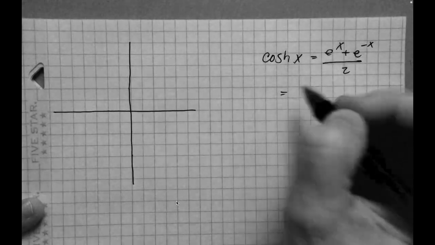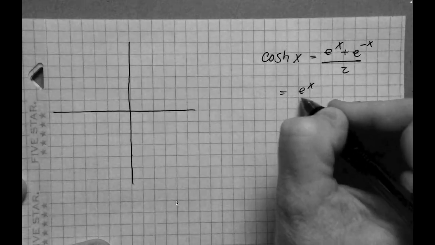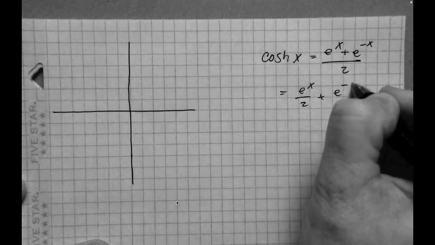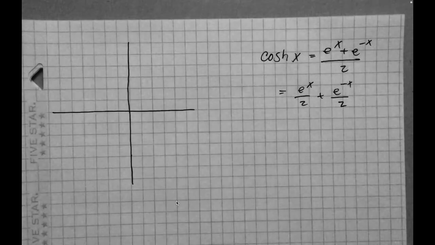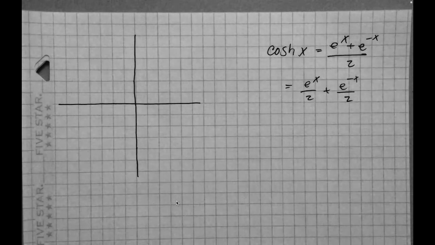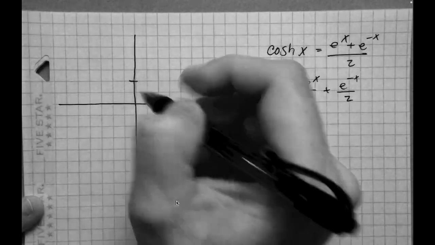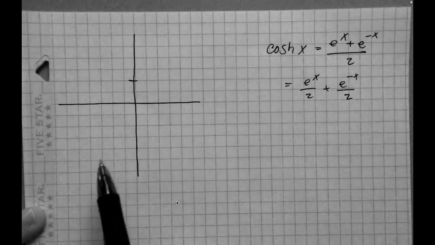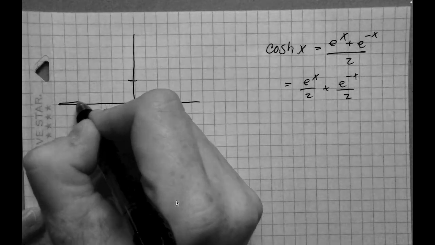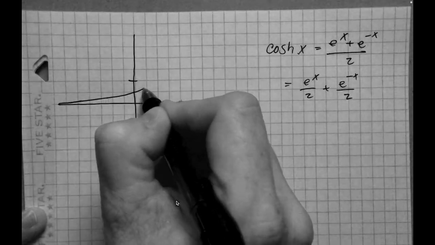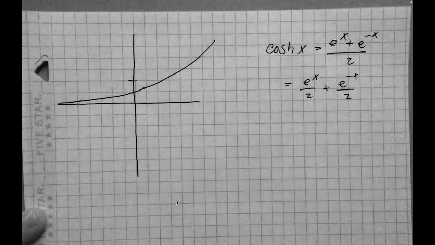I didn't do this explicitly in the previous one, but you can see that that's e to the x over 2 plus e to the negative x over 2. So it's like the sum of these two. Just like before, let's draw these on here. We'll start with e to the x over 2, which is just like what we drew previously. It's going to come up, pass through 1/2, and take off.